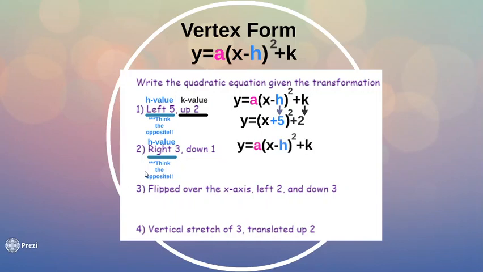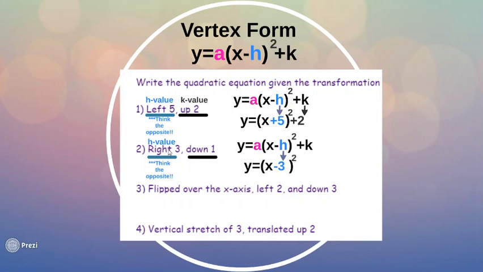Okay, so here's our standard form again. When we fill in the equation, the H value is whatever is added or subtracted to the x. I know it's going to be in my parenthesis. We're going right 3, so we think the opposite. So this would be x minus 3.